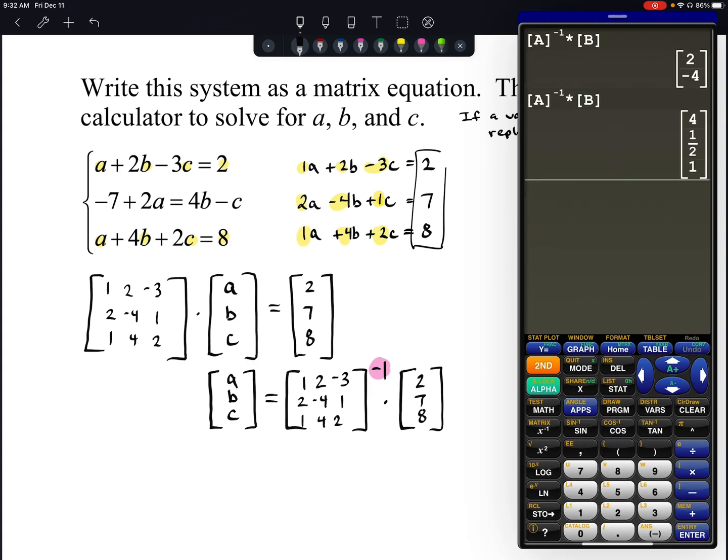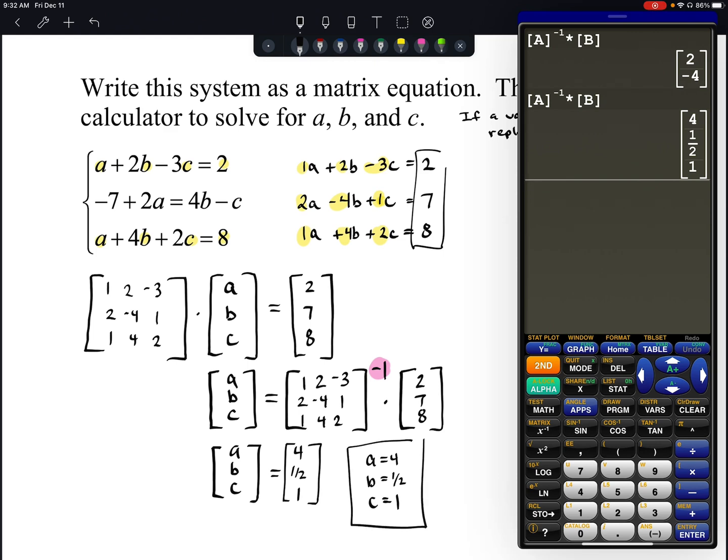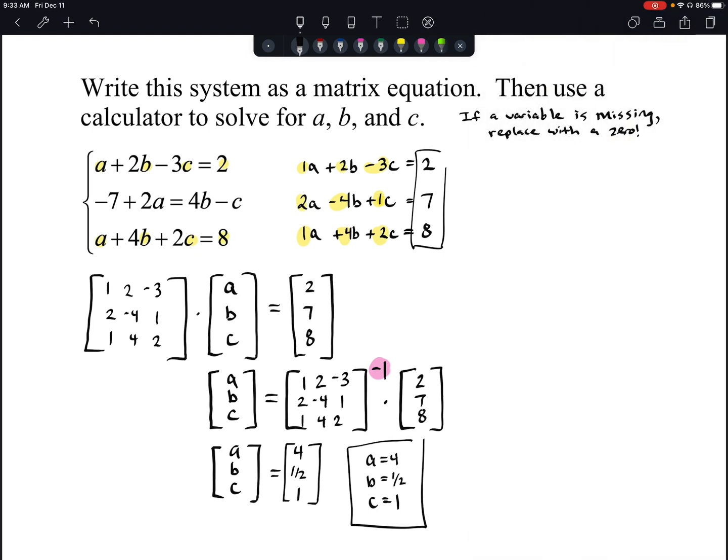And when we hit enter, you'll see that our values of A, B, and C pop up. So we've got 4, 1/2, and 1. So that's what A, B, and C are. So A is 4, B is 1/2, and C equals 1. And you can feel free there to take those and plug those in to check. But for the time's sake with the notes here, I'm going to tell you that that is correct.